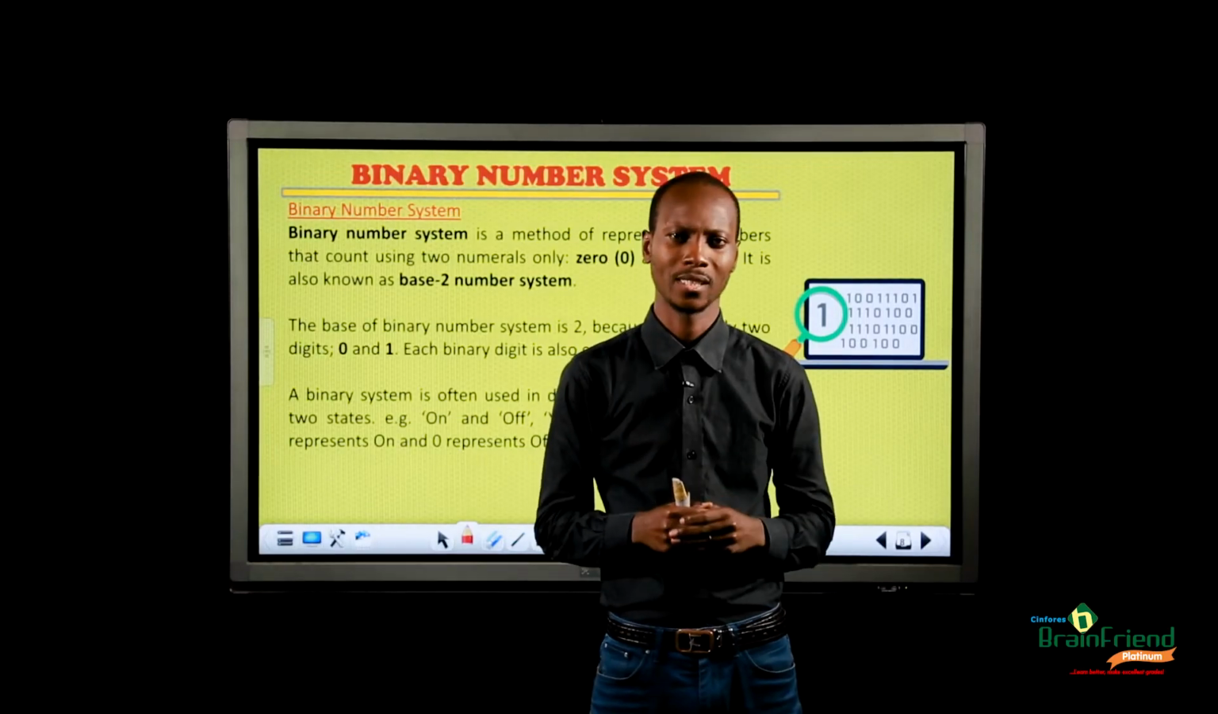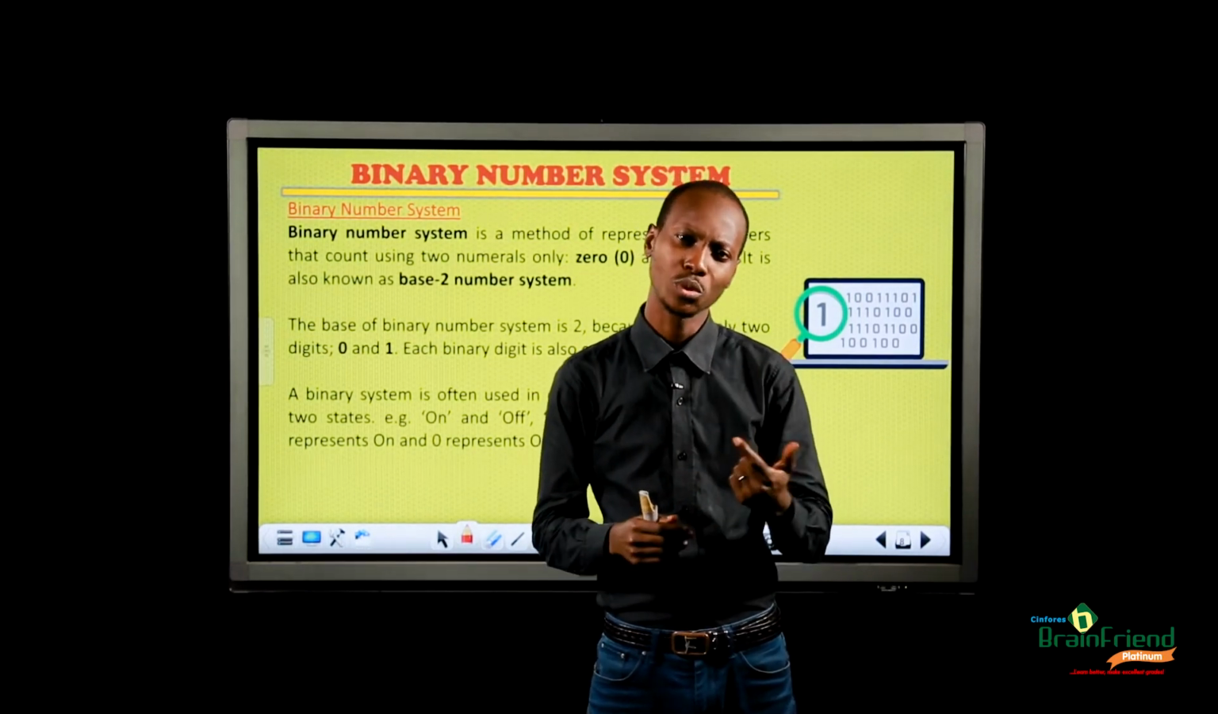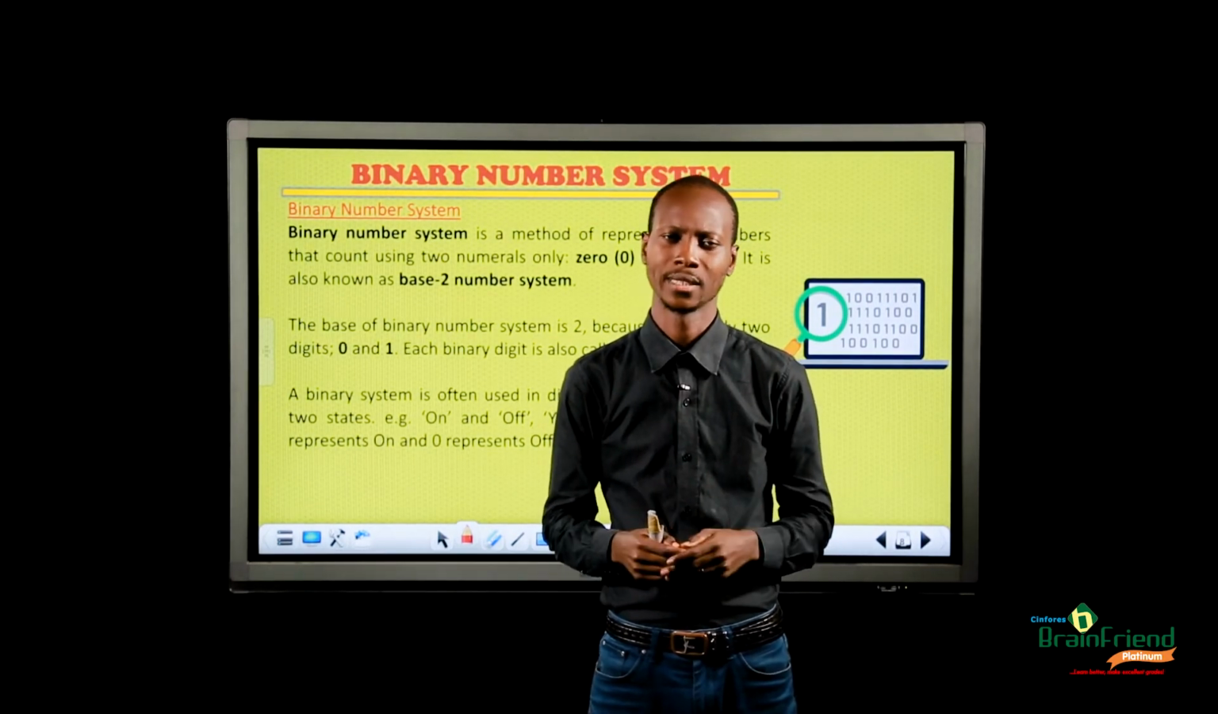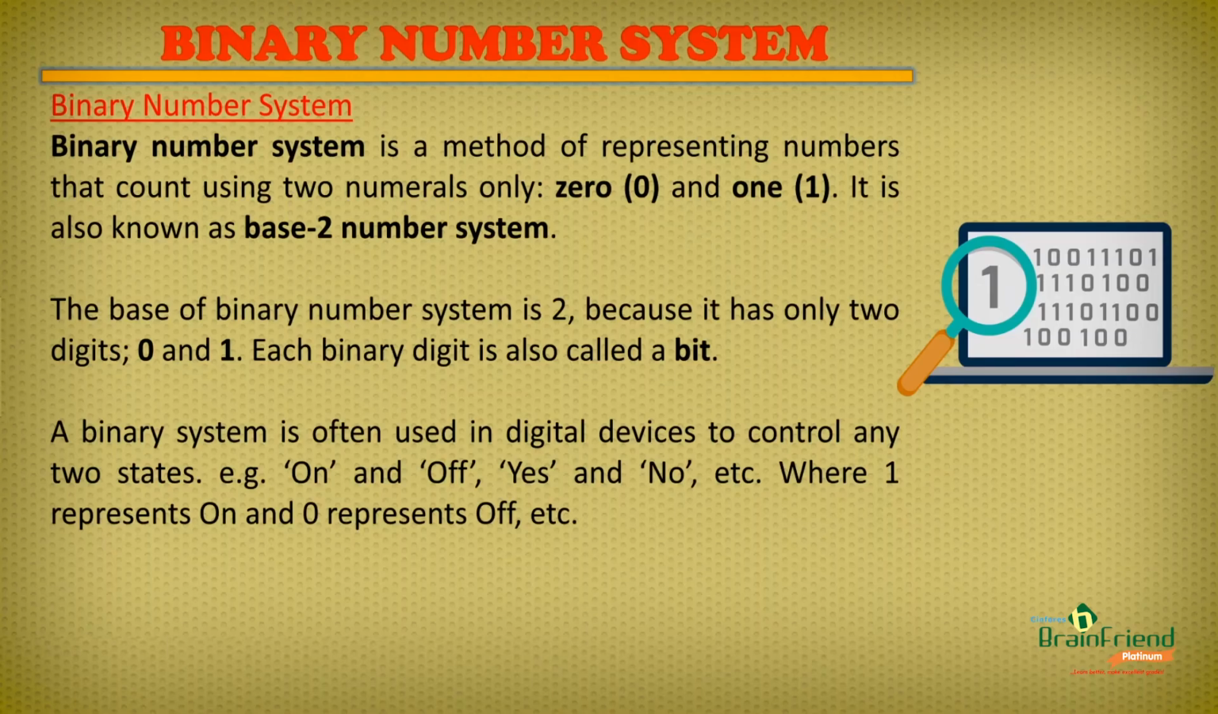The binary number system, which is also known as the base 2 number system, consists of 2 digits, 0 and 1. Each of the digits is called a bit. A binary system is often used in digital devices to control any 2 states. For example, on and off, yes and no, and so on, where 1 represents on and 0 represents off.